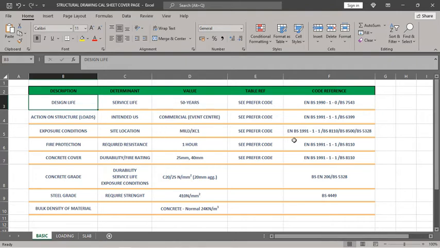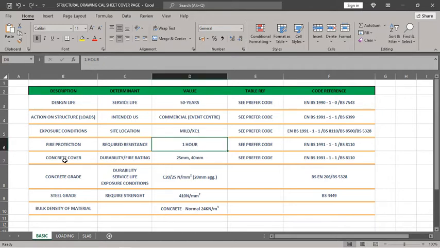Then the fire protection, the required resistance to fire: in the case of fire, for how long my structure is supposed to resist the fire before the fire starts affecting the structure. That is what it means. And I also have the code reference. So I have a value of 1 hour.